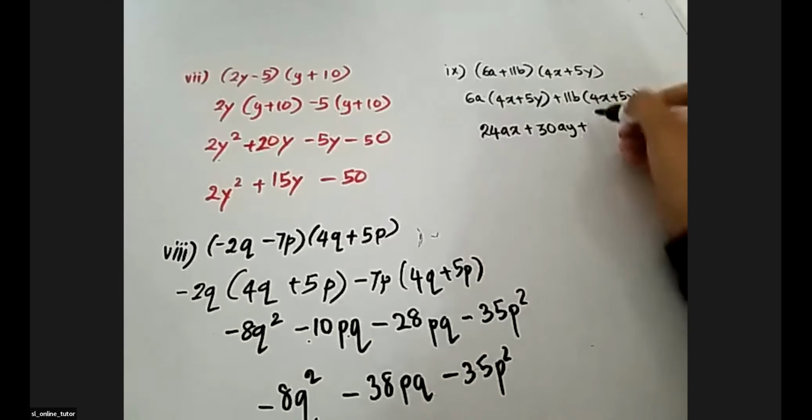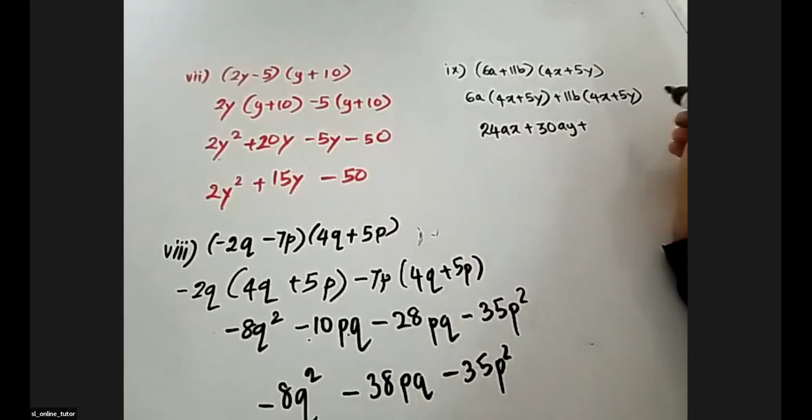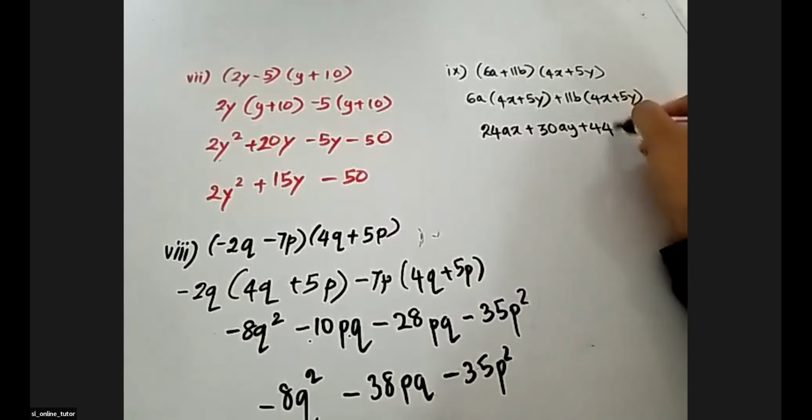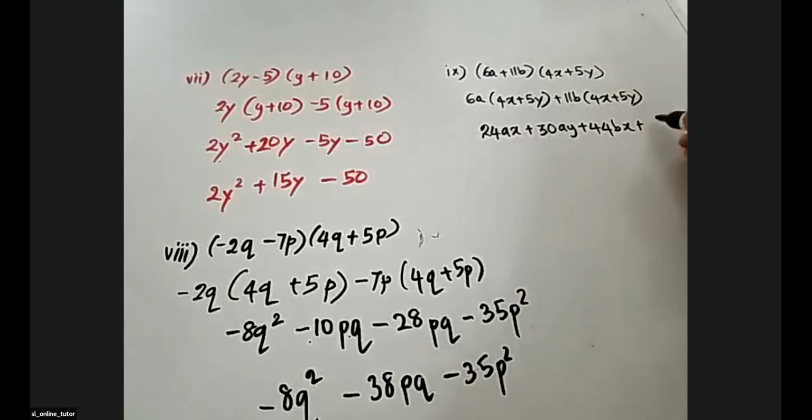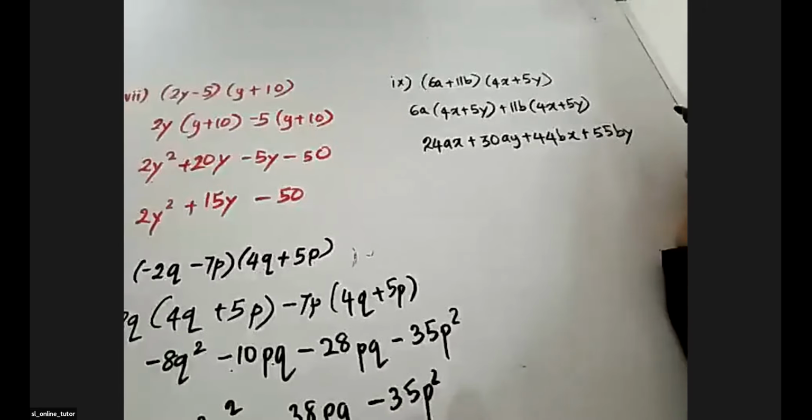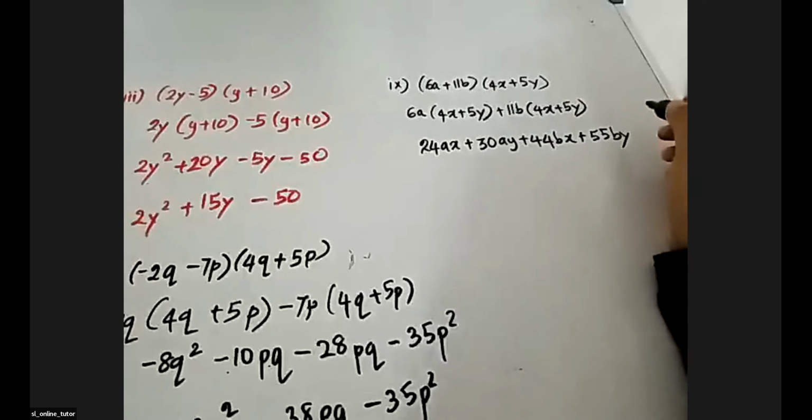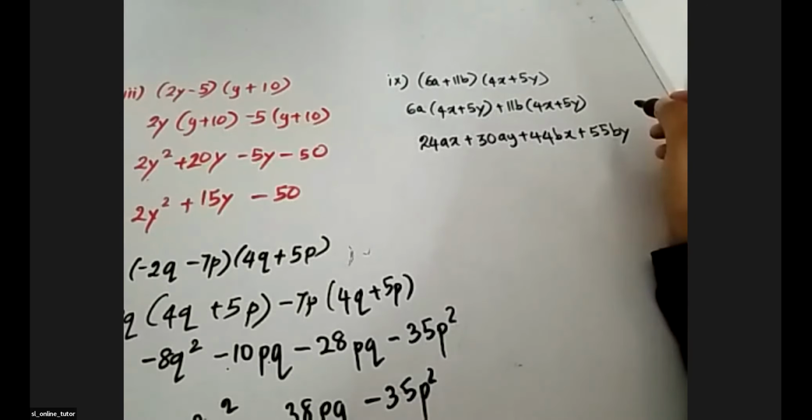You have not added the like terms, I see. Like 6 times 4 is 24ax plus 6 times 5 is 30ay, 11b into 4x, 11 times 4, 44bx, plus 11 times 5, 55by. Do we have any like terms? No, teacher. She's correct in that case. There are no like terms.